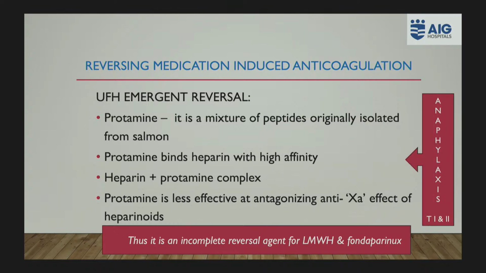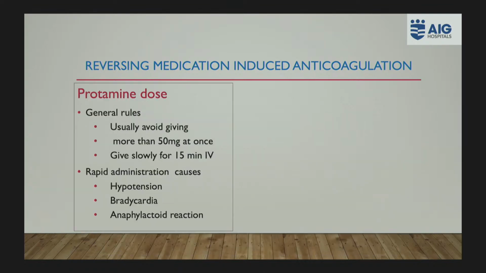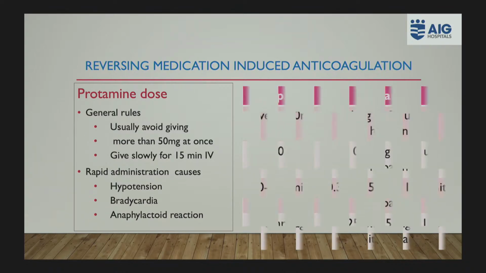We need to watch for anaphylactic reactions, type 1 and type 2, while giving protamine infusions. Coming to the general rules of protamine dosage, we should avoid giving more than 50 milligrams at once. It should be given very slowly, IV over 15 minutes, as rapid administration causes hypotension, bradycardia, and anaphylactoid reactions.